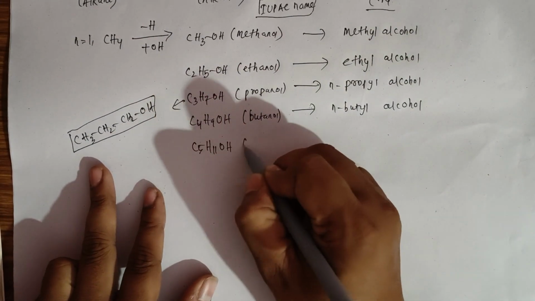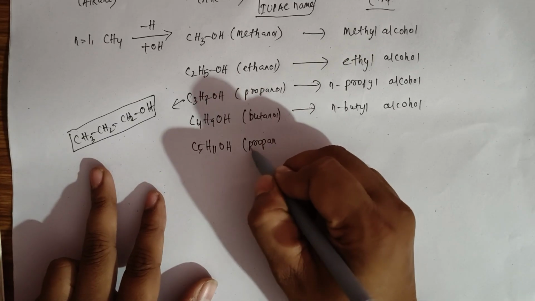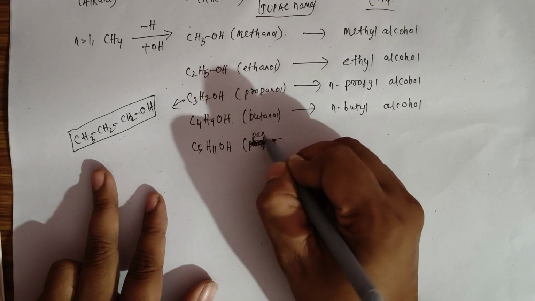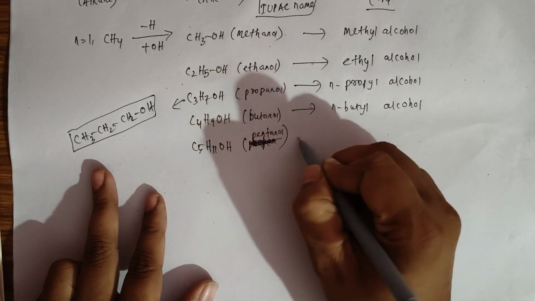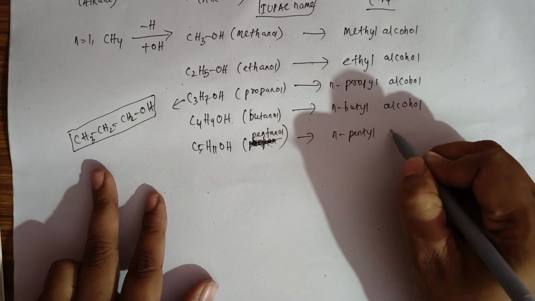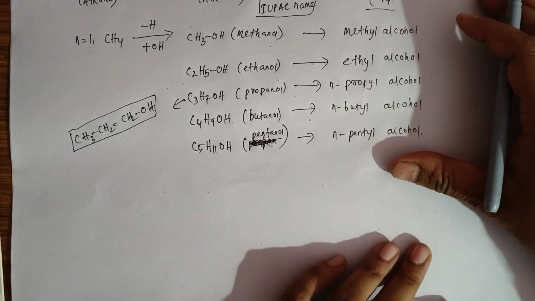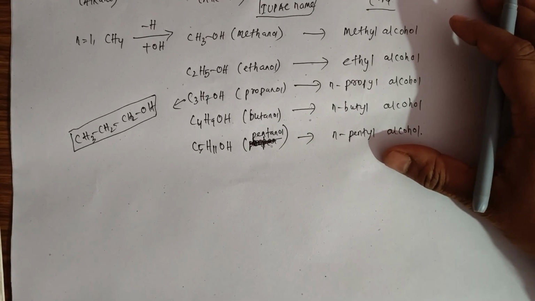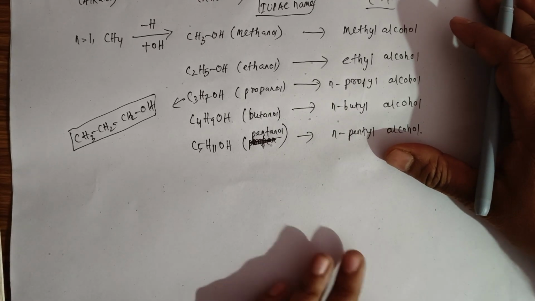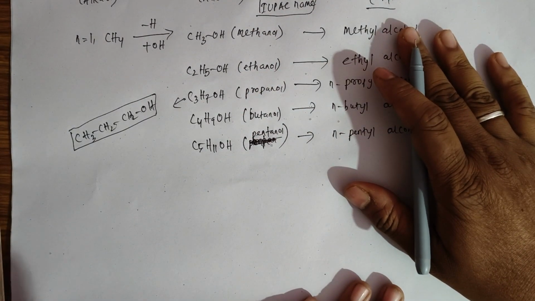Like this, C5H11OH is called pentanol and named n-pentyl alcohol. Very simple. Yes or no? I hope it is clear to all of you. These are the normal IUPAC names and common names of different alcohols.